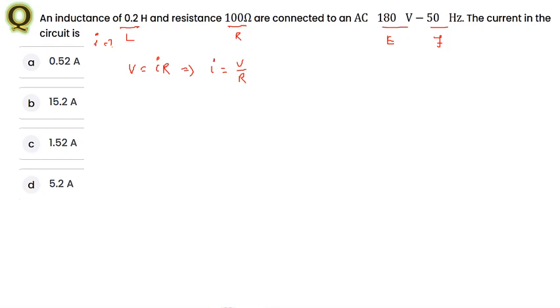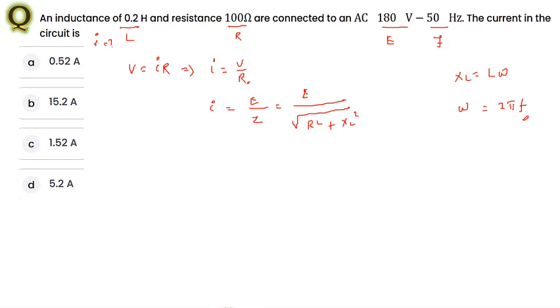In case of DC we can mention this as resistance; in case of AC we mention it as impedance. So I is equal to E, the potential, divided by impedance, which we can mention as Z. In case of an inductor and resistor circuit, the impedance is the square root of R square plus XL square. XL is equal to L into omega, and omega is 2 pi F, where F is the frequency.